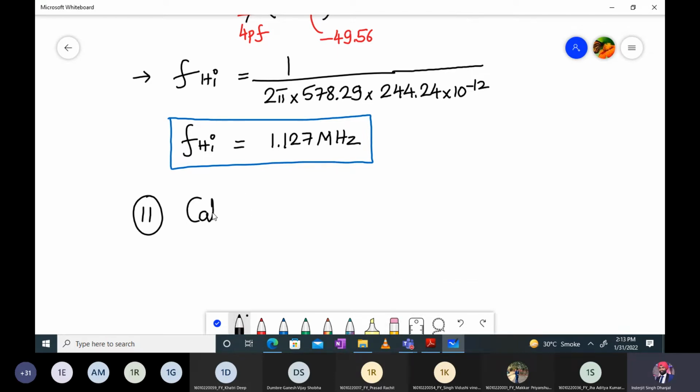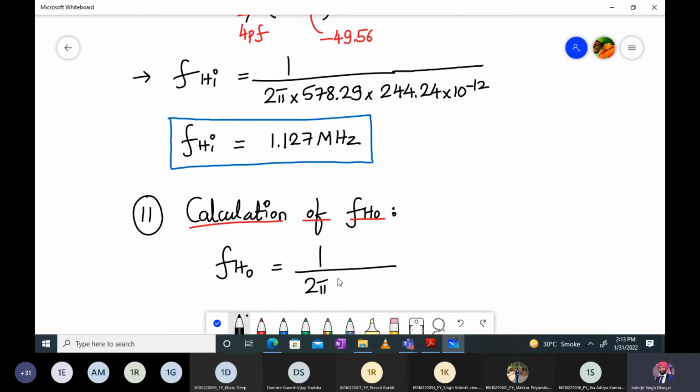Next is calculation of FHO. So calculation of FHO will be, we know the formula now. We discussed it just a few moments ago. It is the same circuit, BJT amplifier. It is 1 upon 2 pi R equivalent into CO. Okay.